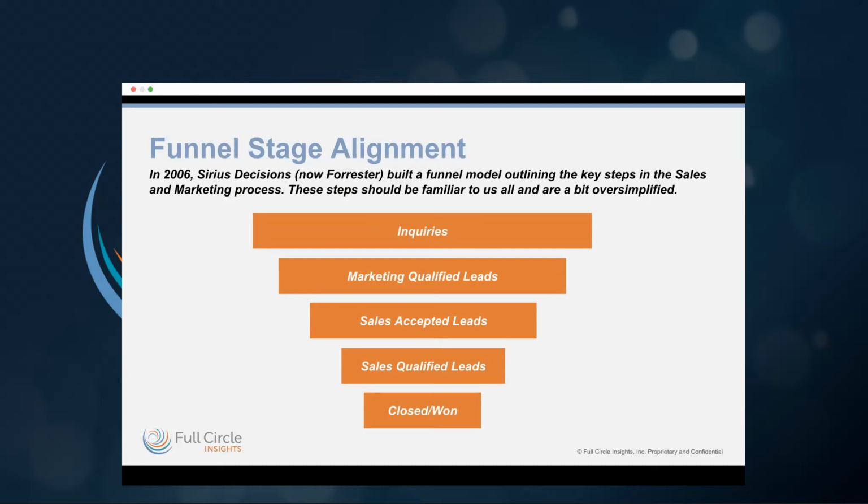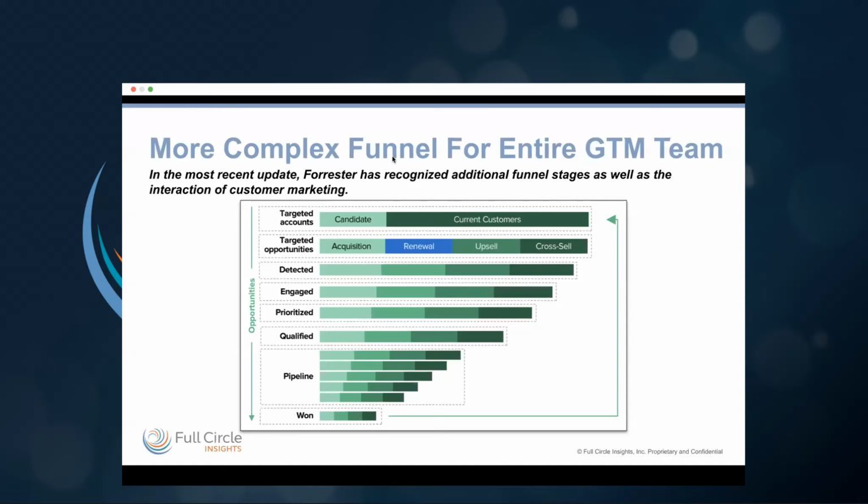What does sales say? I'll take that on. Same with marketing qualified or sales qualified. What does sales say is a qualified lead to them? And then as we get through closed won, obviously the flip side of closed won is closed lost. But that's really important to understand in terms of the funnel metrics.